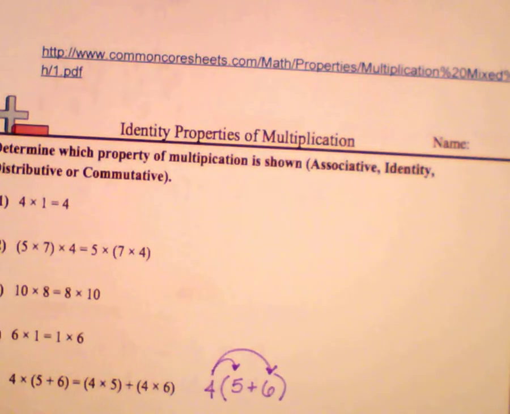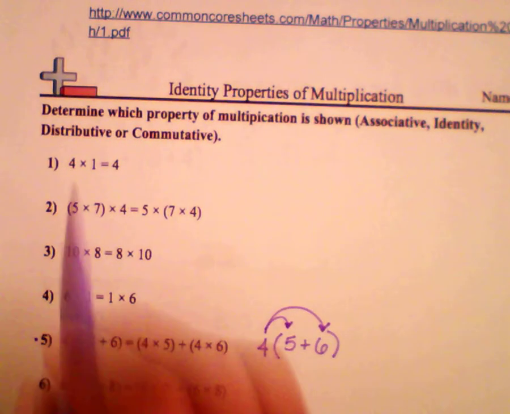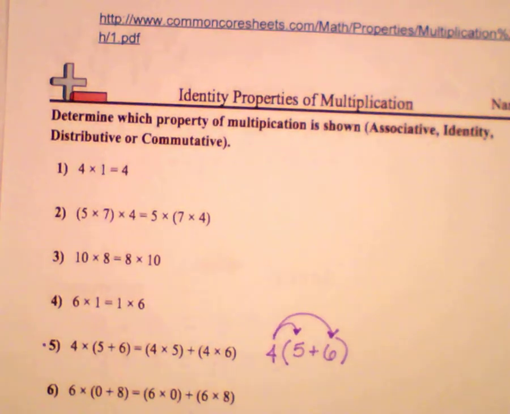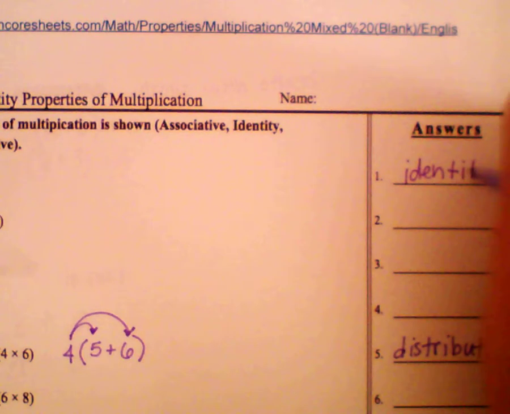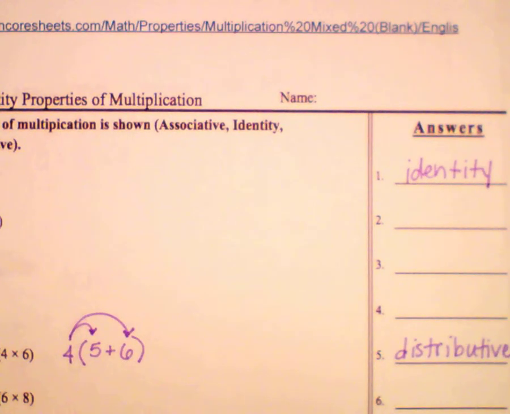Let's take a look at number 1. Ooh, all over the place right now. 4 times 1 equals 4. What that's telling me is that anything times 1 is still itself, and I know that means that its identity is not changing. So that's the identity property.